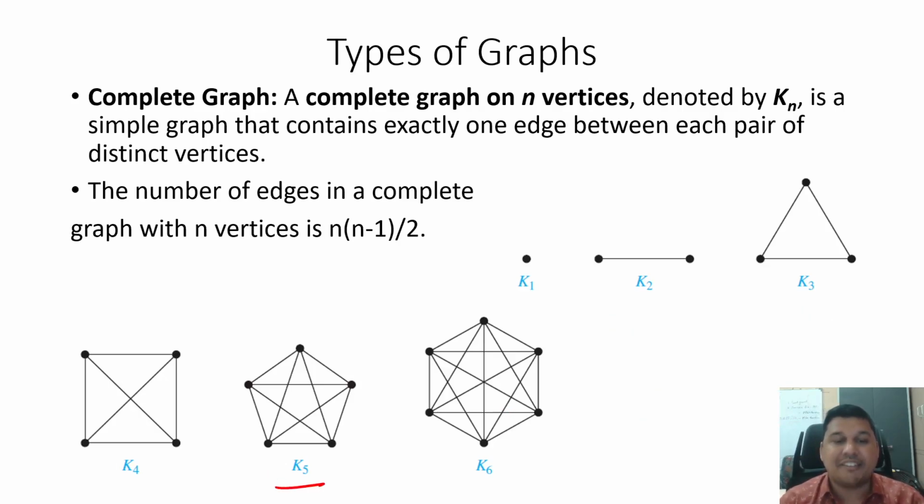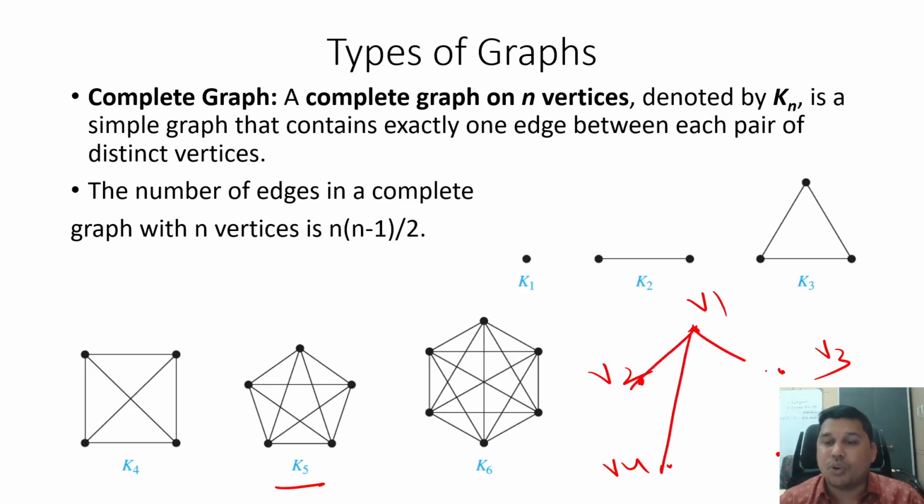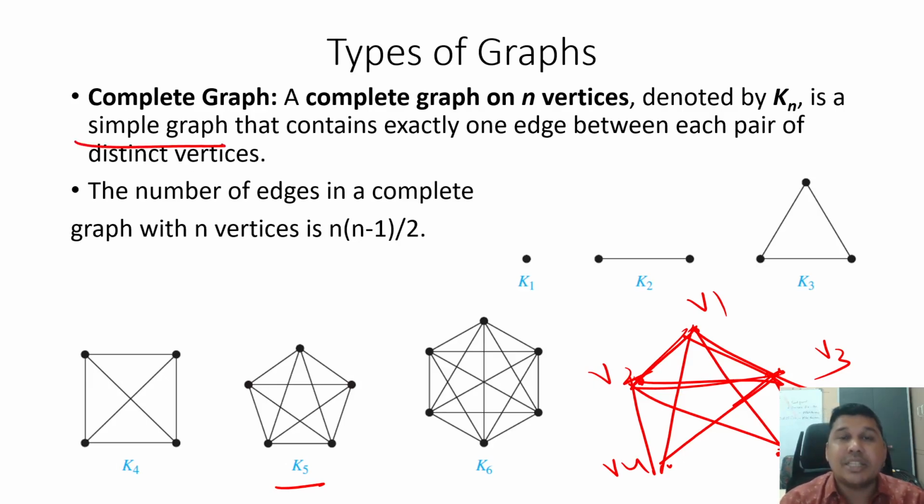You see the examples here. K5 means I have 5 vertices. There should be one edge from v1 to all other vertices: v1 to v2, v3, v4, v5. Again, from v2 to v1, v3, v4, v5. In the same way from v3, I should have an edge to v1, v2 already exists, so not required again, then v4 and v5. That's why we are saying a simple graph means no self loops and no multiple edges.